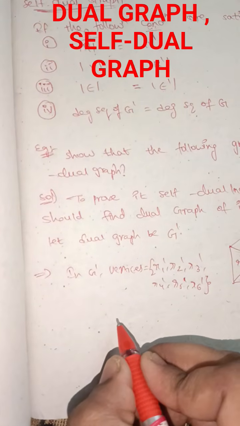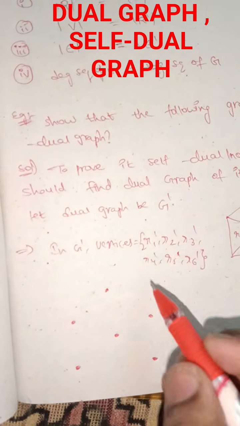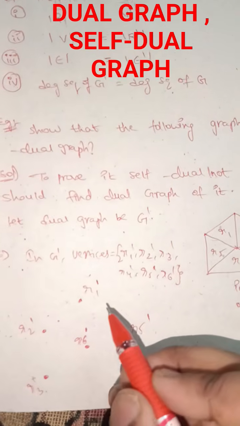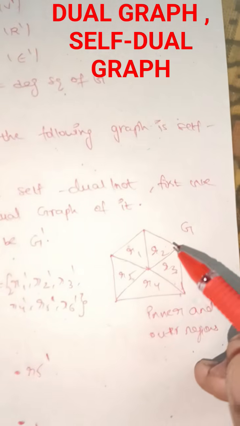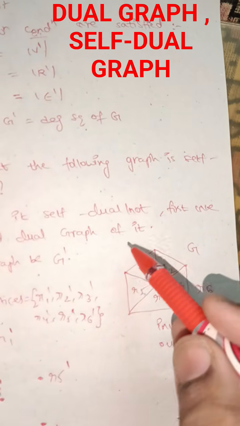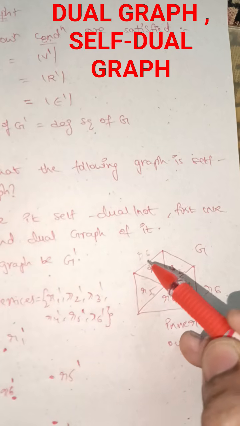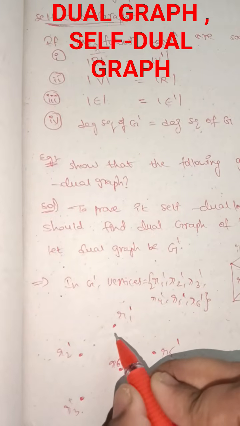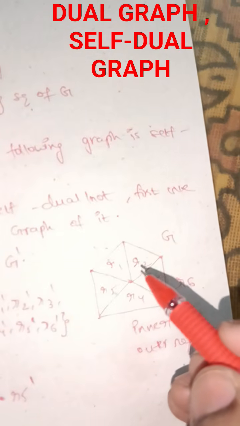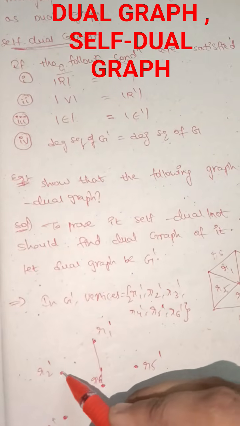Now we should mark the points in such a way that these vertices are arranged properly. Now we have placed the vertices like this. The simple logic is: see that R1 is in this region, and the entire outer region is R6. So between R1 and R6 there is an edge, so we should connect R1 and R6 like this. Similarly, we should check, for example, R1 and R2: there is an edge like this, so we should connect R1 and R2.